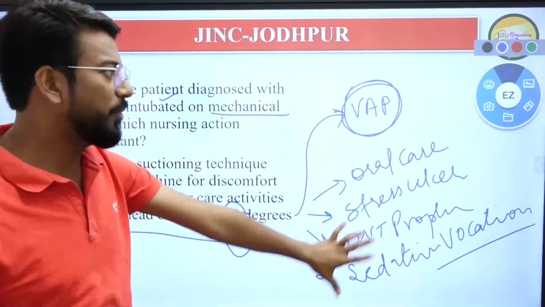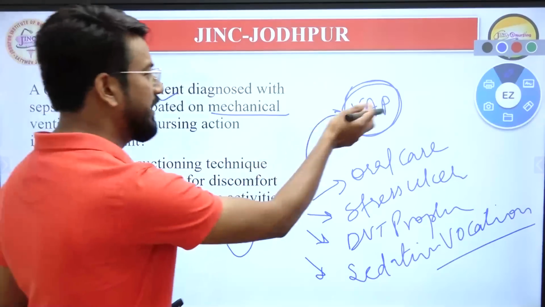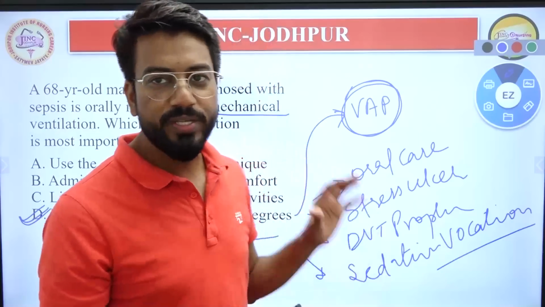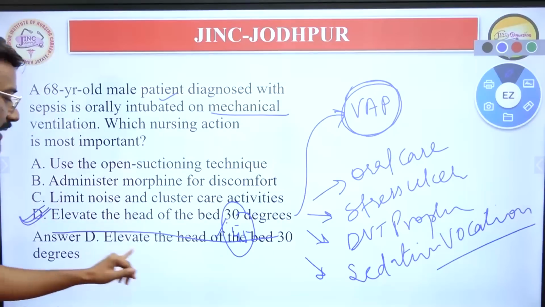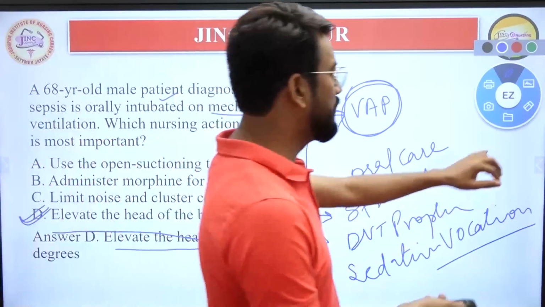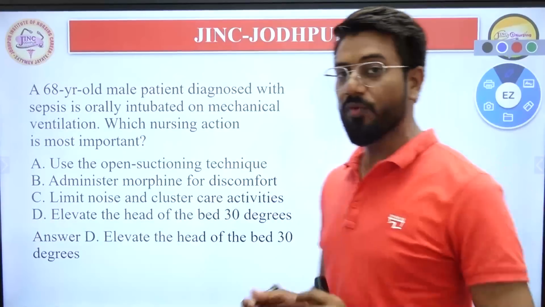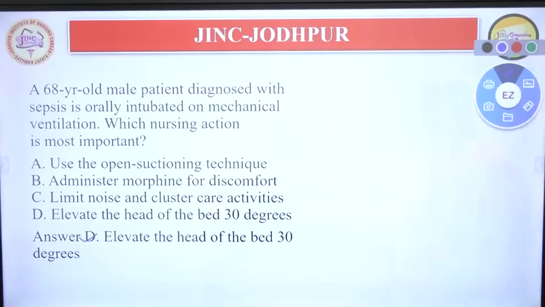So all these points come under the VAP bundle, and to prevent ventilator associated pneumonia, the person should follow this bundle. The right answer of this question is D: elevate the head of the bed at a 30 to 45 degree angle. So the right answer of this question is D.